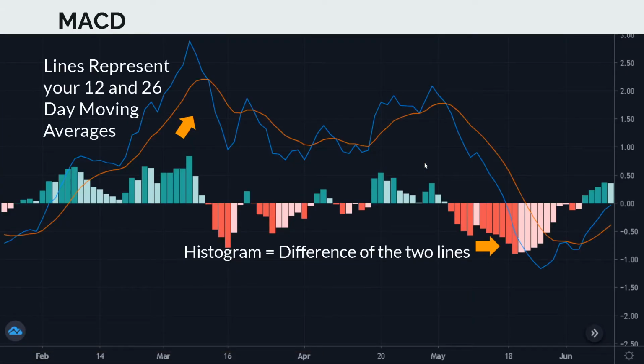Moving on to your MACD, as you can see, it comes with this histogram and these lines. These lines are basically your 12 and 26 day moving averages. For the most part, I really don't even use these lines. They just don't really work all the time.